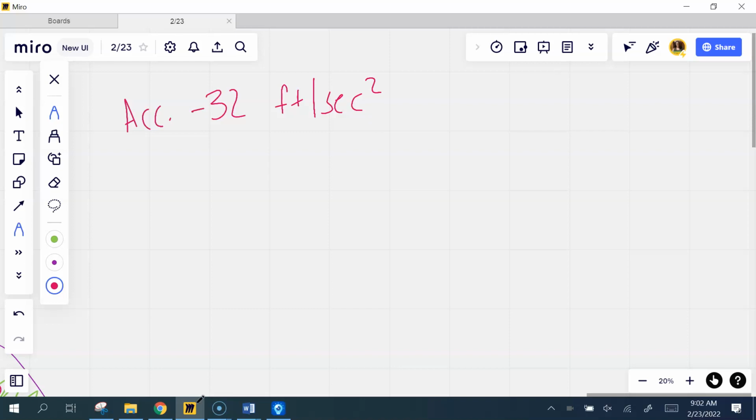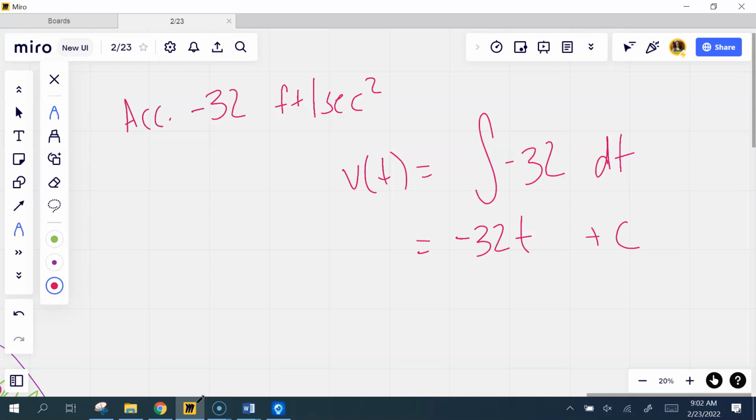So if I go backwards and I integrate, velocity is going to be the integral of negative 32 dt, because I'm doing it with respect to t, which is going to be negative 32t plus c. And it says fire straight upward with velocity of 90 feet. It's got a velocity.